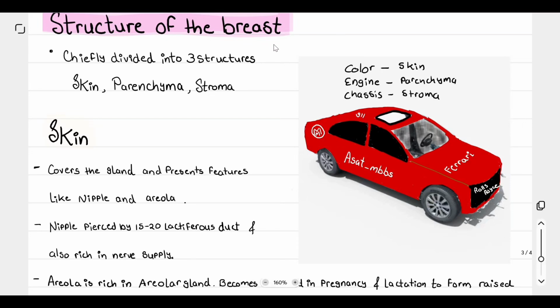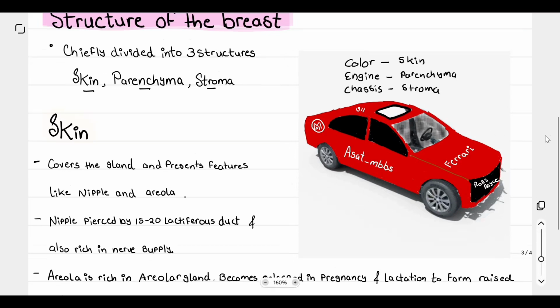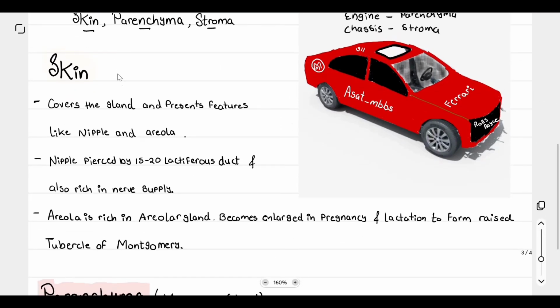So to understand the structure of the breast, chiefly the breast is divided into three structures, which are skin, parenchyma, and stroma. So what is the skin? Skin covers the gland and presents features like nipple and areola. Nipple is pierced by 15 to 20 lactiferous ducts and is also rich in nerve supply. Areola is rich in areolar glands, which become enlarged in pregnancy and lactation to form raised tubercles of Montgomery.